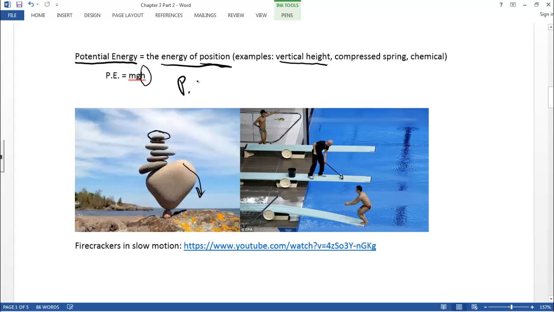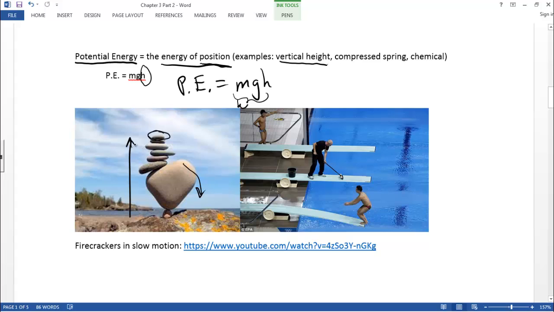So if you want a number for the potential energy of position in terms of vertical height, then you take the mass, multiply it times the gravitational acceleration, which remember is the weight force, and you multiply that times how high it is. Okay, and you get a number for the potential energy of an object as it moves away from the surface of the Earth.